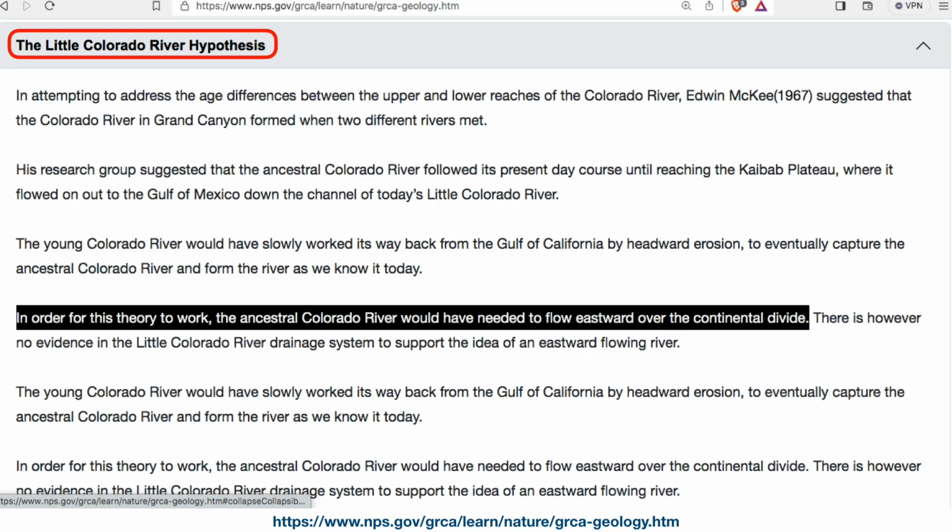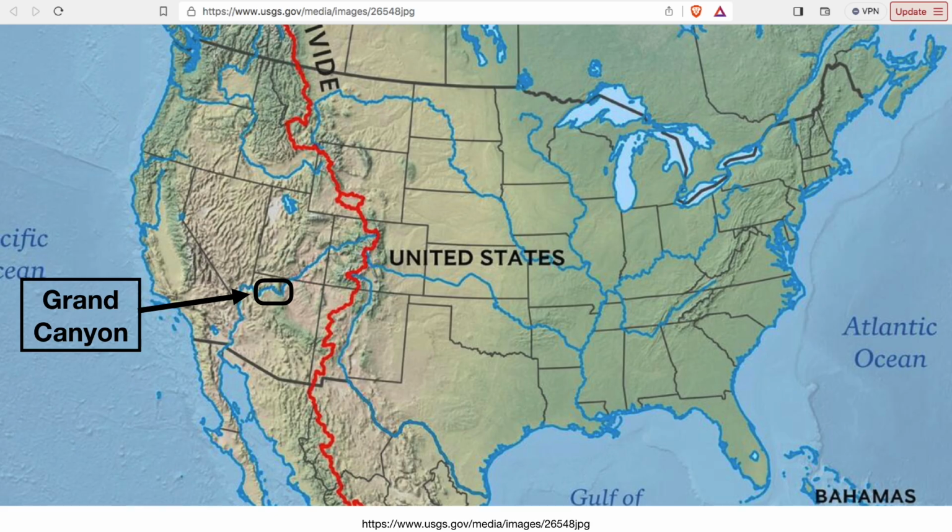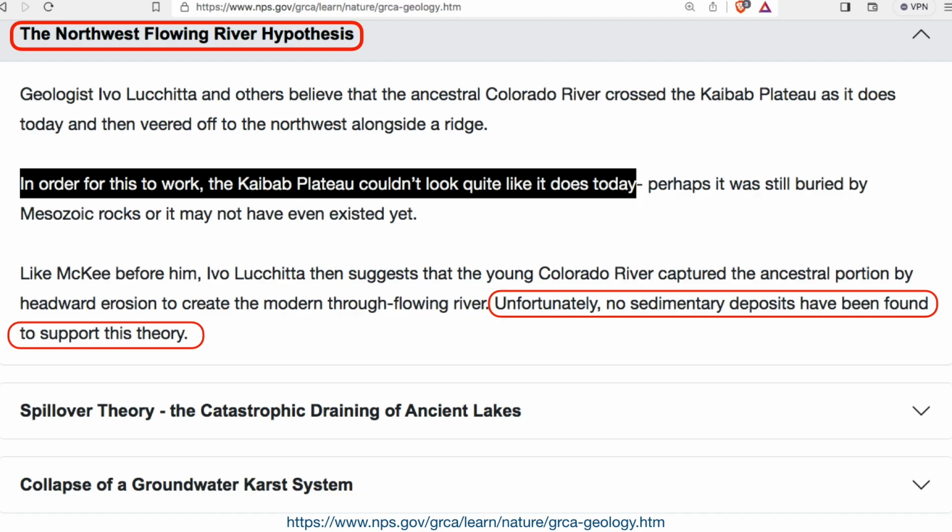They got 4 theories. This is the Little Colorado River hypotheses from their website. And it says, in order for this theory to work, the ancestral Colorado River would have needed to flow eastward over the Continental Divide. Well, that didn't happen, okay? So throw that one out. And then it says, this is the northwest flowing river hypotheses. In order for this to work, the Kaibab Plateau couldn't look quite like it does today. And it says, unfortunately, no sedimentary deposits have been found to support this theory. So throw that one out.